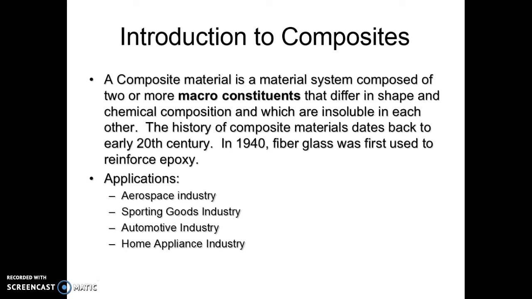In 1940, fiberglass was first used to reinforce epoxy, and composite materials have a variety of applications. We find application in the aerospace industry because a polymer matrix composite which can exhibit properties as good as metallic materials can reduce the weight of an aircraft structure. As a result, more load can be carried, and the fuel efficiency of an aircraft can be increased. Also, it can be used in the sporting goods industry, automotive industry, and home appliances.